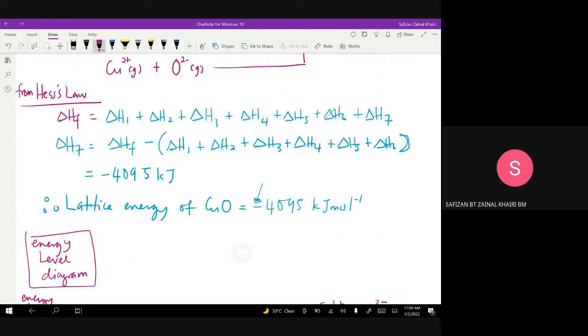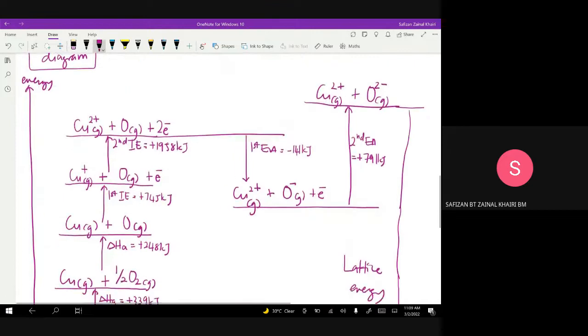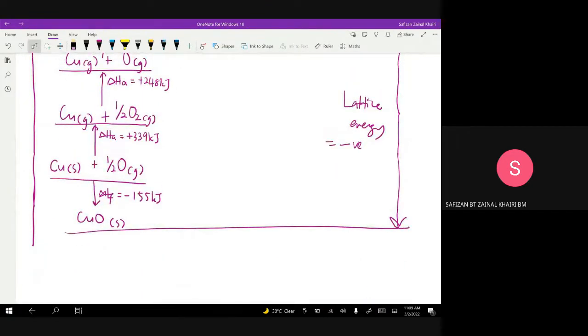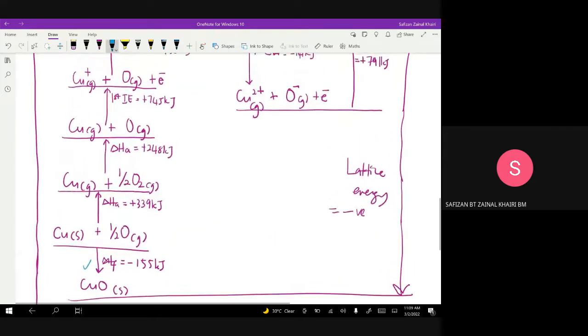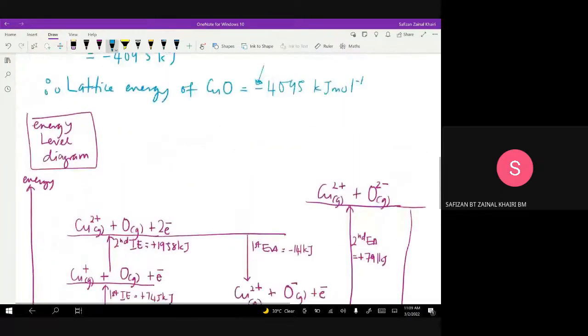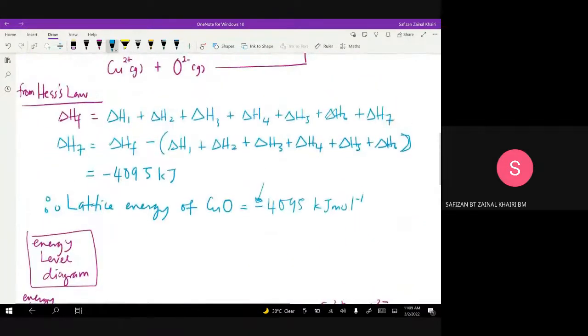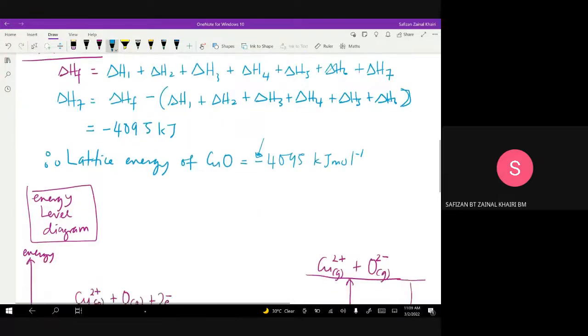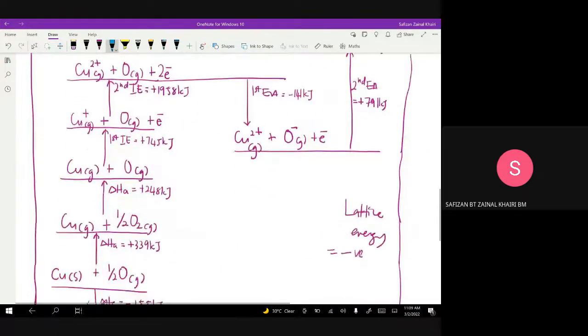Okay, bila kamu nak kira, kamu akan guna balik Hess's law, di mana nak kira lattice energy tu, delta HF yang ini is equal to the sum of the enthalpy, all this enthalpy. Samalah macam di sini, formula di sini. Kamu akan dapat nilai yang sama, -4095 kilojoule untuk lattice energy.